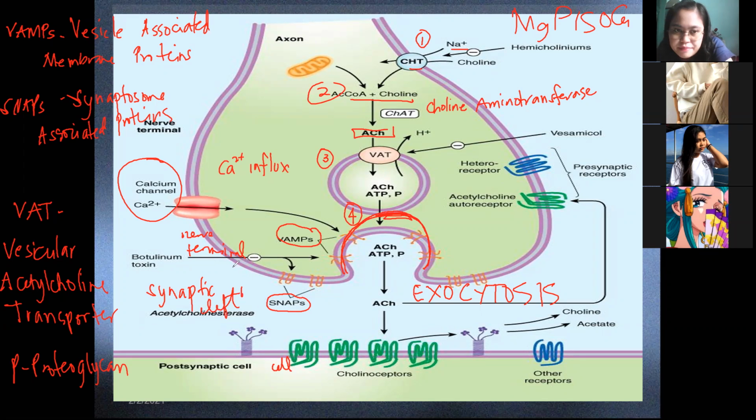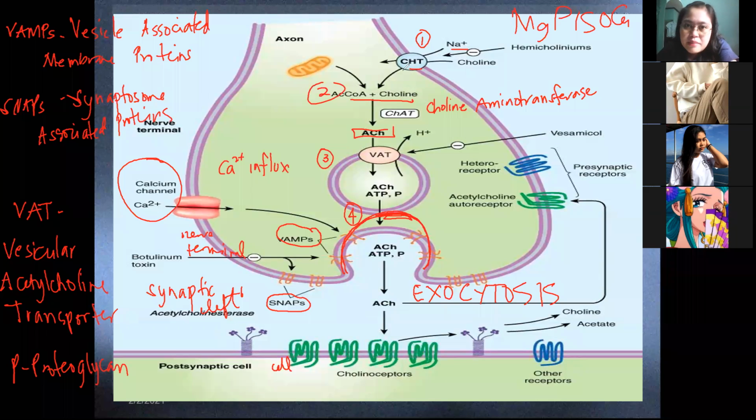Again, the junction between the nerve terminal, the ending nerve, and another cell is called the synaptic cleft or synapse. So this part here is called a synapse. And our receptors for acetylcholine are found post-synaptically, meaning after the synapse. Again, we have two types of receptors for our acetylcholine. Both of them are found post-synaptically, and we have two.